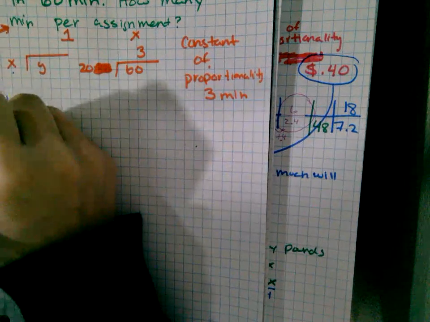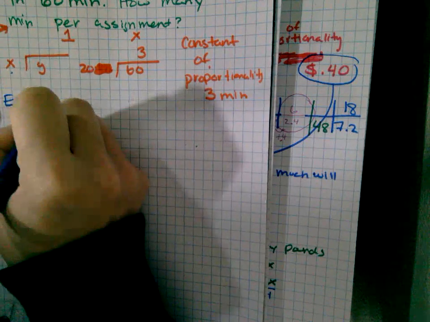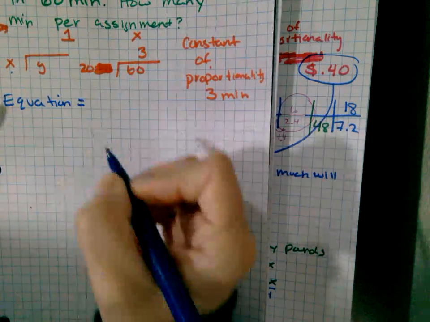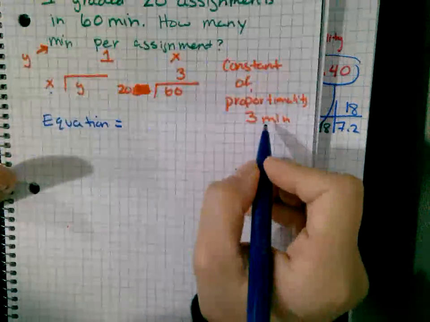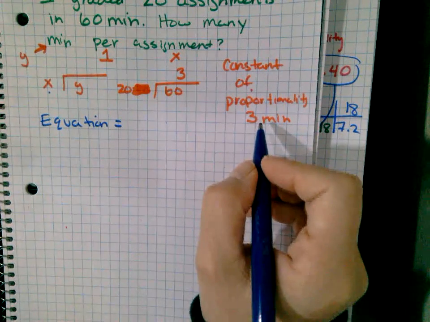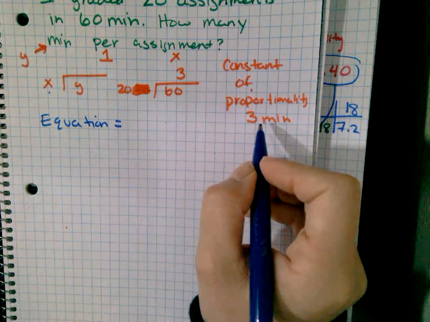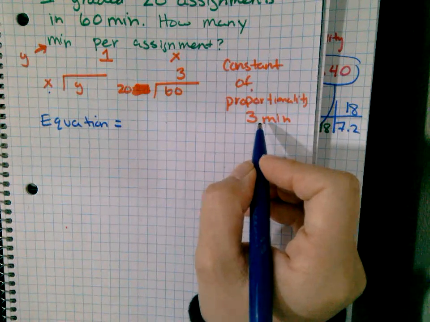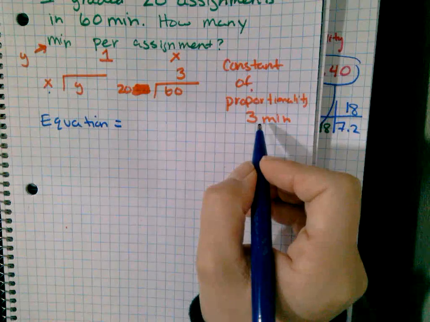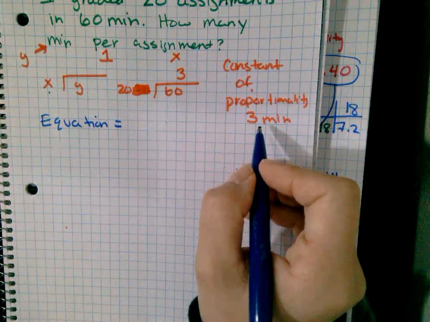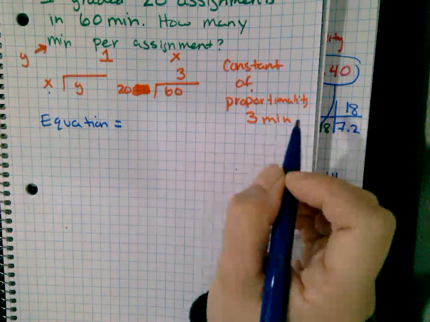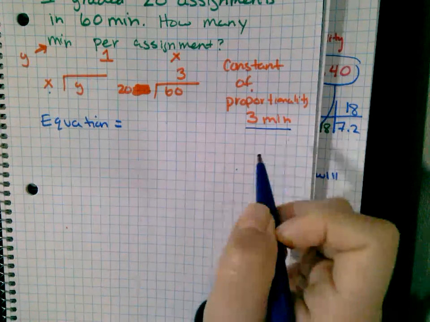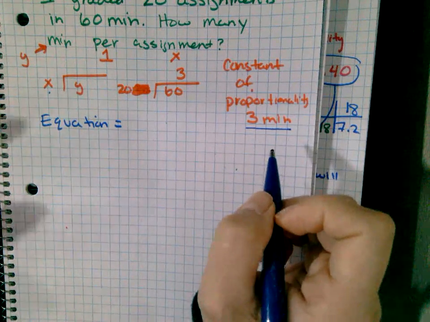Okay. So if my constant of proportionality is 3 minutes, what's my equation? My constant of proportionality is 3 minutes. That means each paper takes me 3 minutes to grade. It's a long time. Noting that my constant of proportionality is 3 minutes, what is my equation?